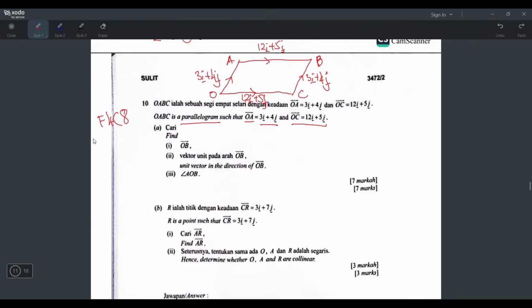Okay, with that label, now we can do part A1. So where I want to do it, I will just do it here. A1, they want to find OB. O to B, I think I have to add a line myself. Like that.